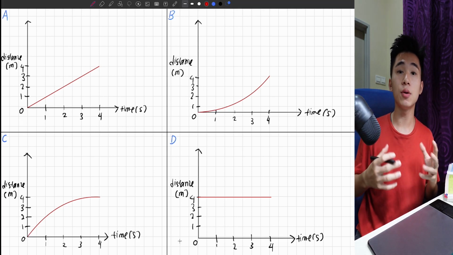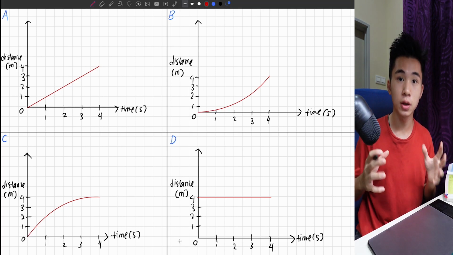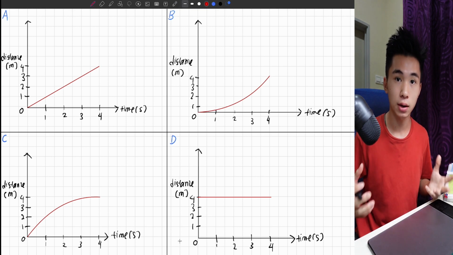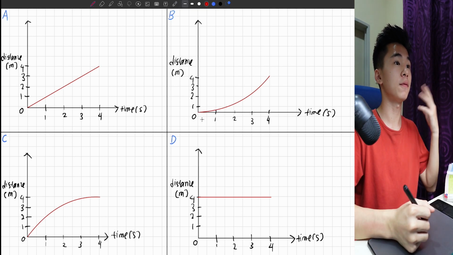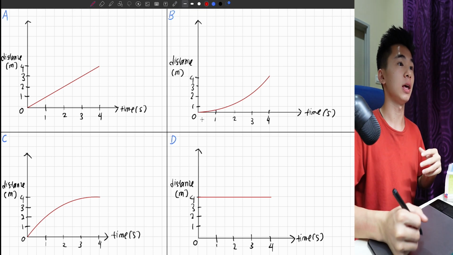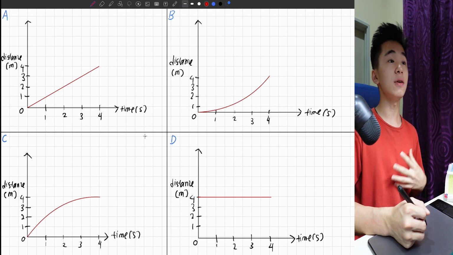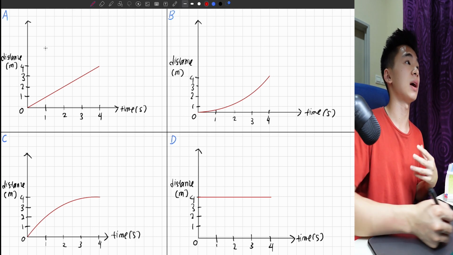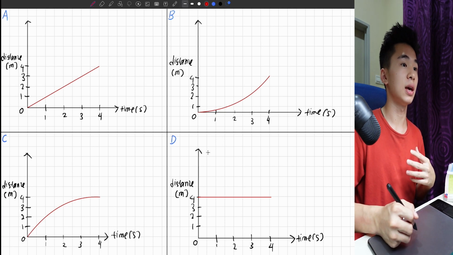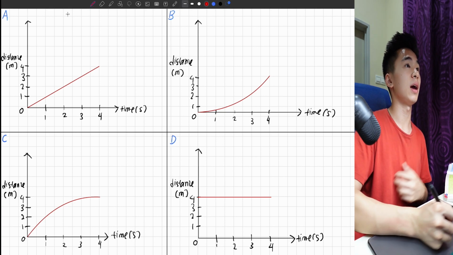Hey there, in this video I'm going to talk about motion graphs, which is distance-time graphs. As you can see here, I've prepared 4 different motion graphs on this page. I have named them A, B, C, D. And right now let's look at A.